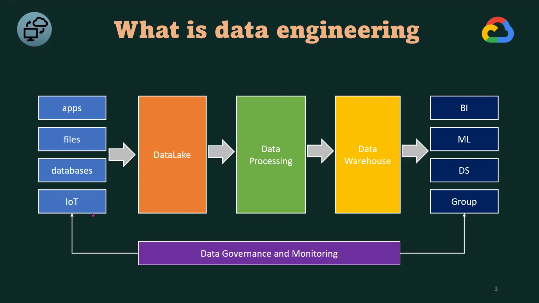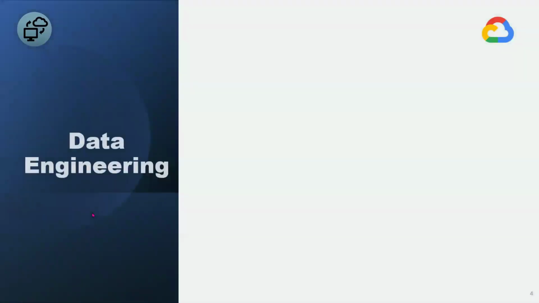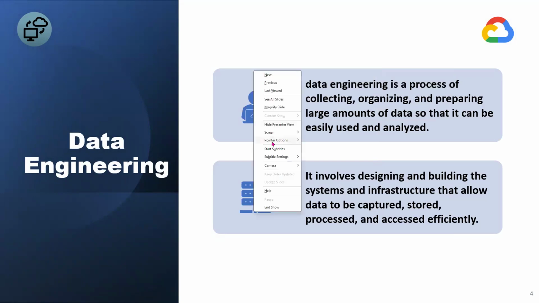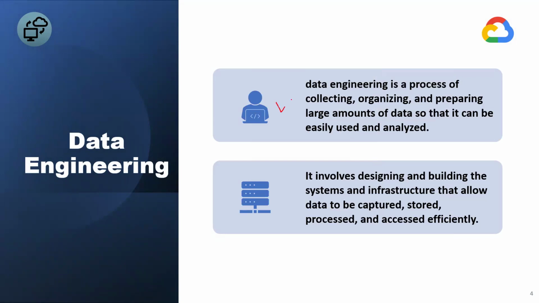Okay, so this is what data engineering is. In simple words, if you ask me what data engineering is, I would say data engineering is a process of collecting the data, organizing the data, and preparing large amounts of data so that it can be easily used and analyzed. For doing these activities, it may involve systems and infrastructure to be designed that allow us to capture the data, store the data, process the data, and efficiently access the data. This is a definition, sir.